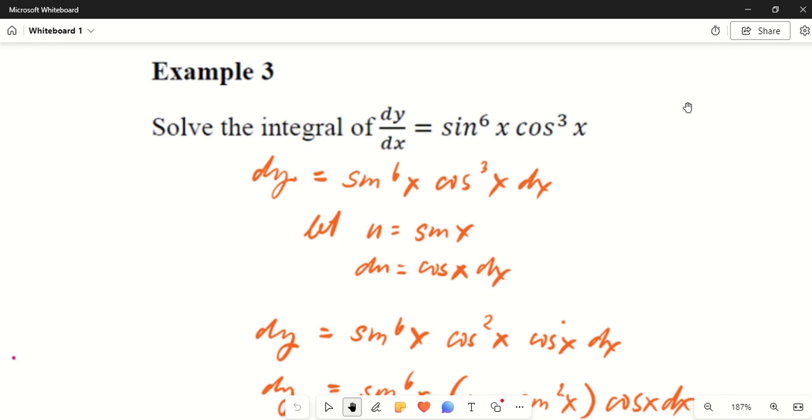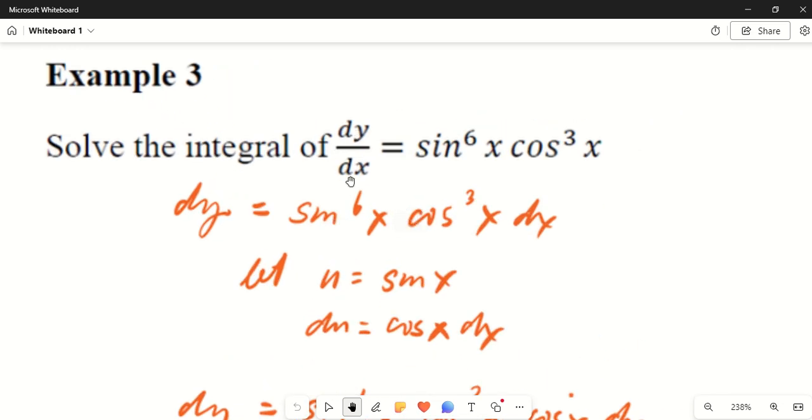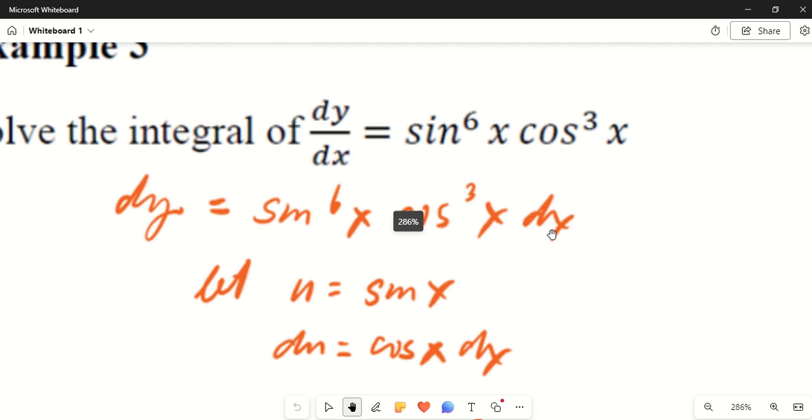So for our example number 3 here, you're asked to solve the integral of the derivative dy over dx is equal to sine x raised to the 6th power times cosine x raised to the 3rd power. Okay, again, we need to cross multiply. So your dy will then be equal to sine x raised to the 6th power times cosine x raised to the 3rd power. Then your dx will be written here on the other side of the equation.